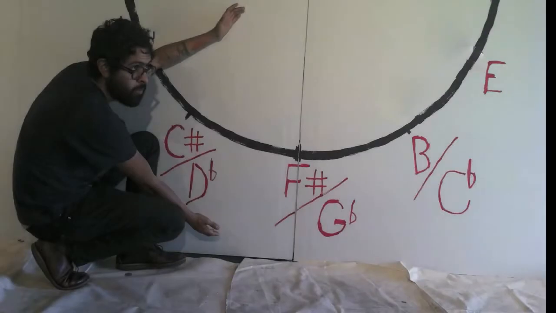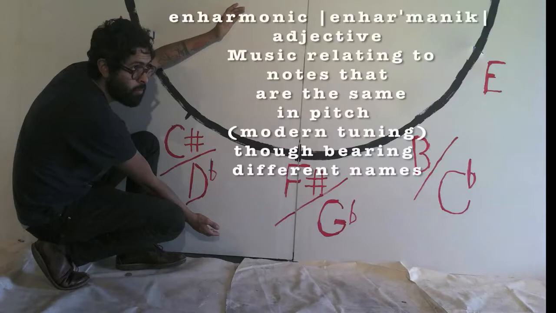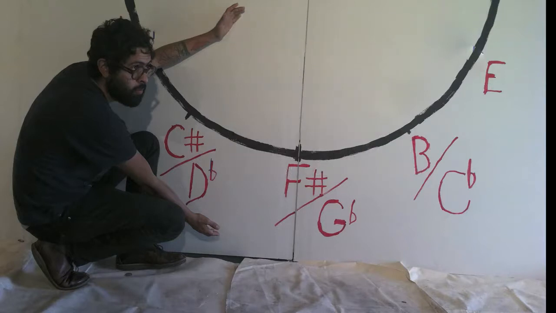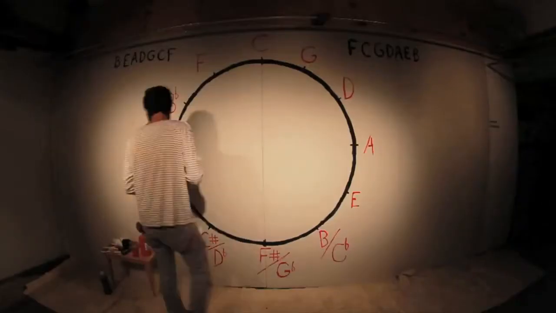One thing that we see is between 5 and 7 o'clock there are two names for each key. These are called enharmonic keys because they sound exactly the same and contain exactly the same pitches, even though they have different names. One enharmonic key will be a sharp key while the other will be a flat key, but they sound exactly the same because they are the exact same pitches.